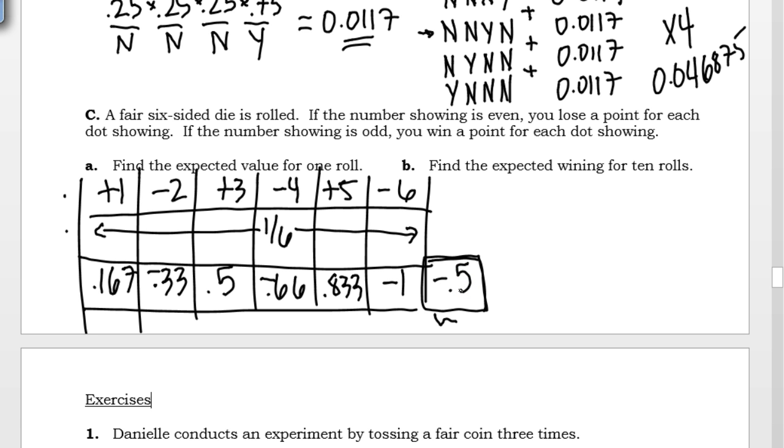My expected value is to lose half a point, meaning if I repeated this several times, I'd lose a half a point. And then if I were going to play this 10 times, if I'm averaging a loss of half a point every time, times 10 times, I'm losing 5 points after 10 attempts. Moral of the story, don't gamble. You lose. That's it for the notes. Good luck on the exercises.